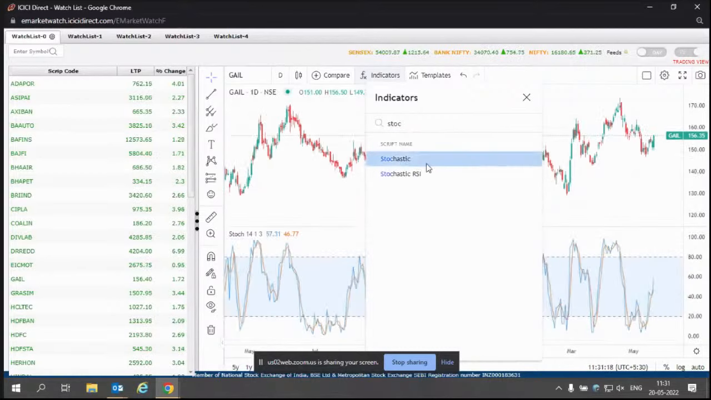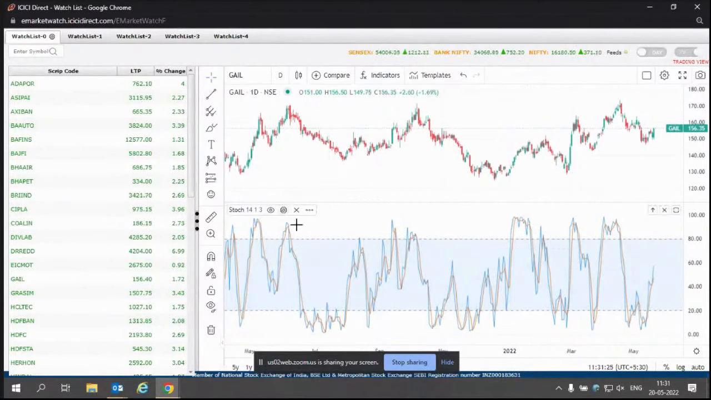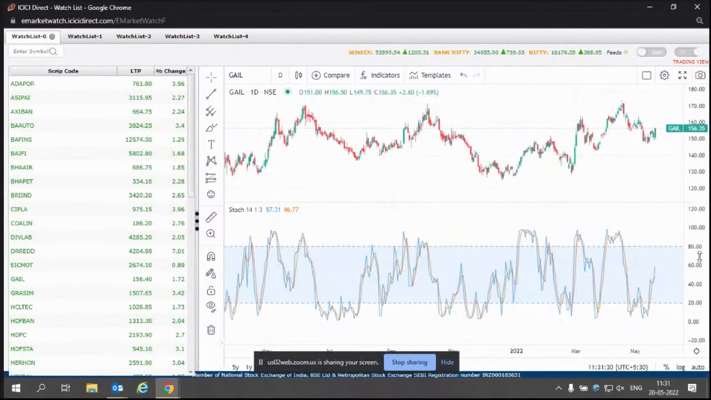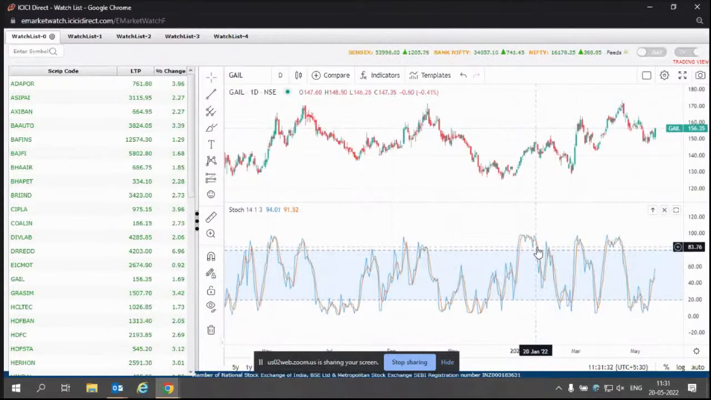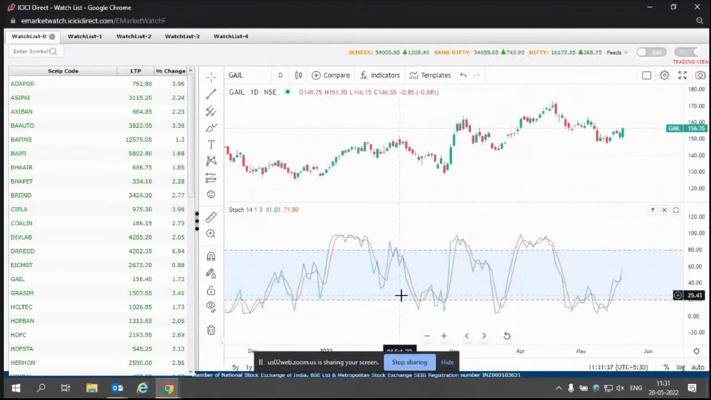Now for stochastics, there are two types: fast stochastics and slow stochastics. From the trading perspective, the stochastic is very important. It may be an early indicator, apart from RSI and moving average, which gives you a hint of which side the market is likely to see momentum.